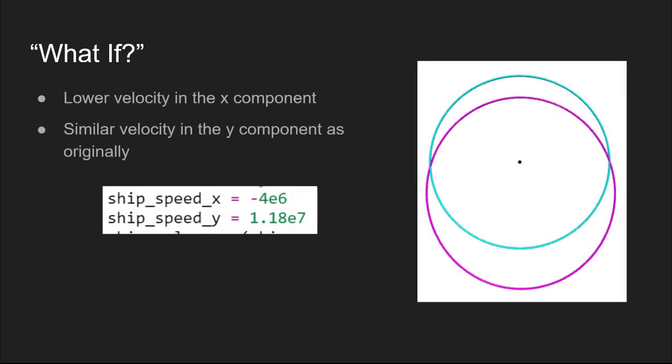For our what-if question, my initial velocity needed to have a lower x velocity and a slightly higher y velocity. I knew the x velocity needed to be lower because in my original velocity, the large x component of velocity allowed the spaceship to escape the black hole's gravitational pull.